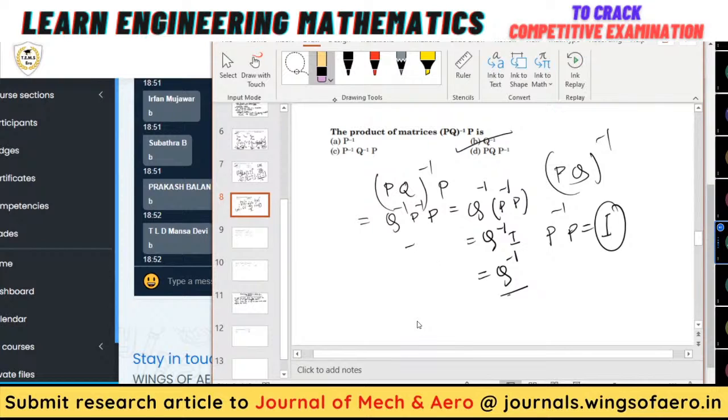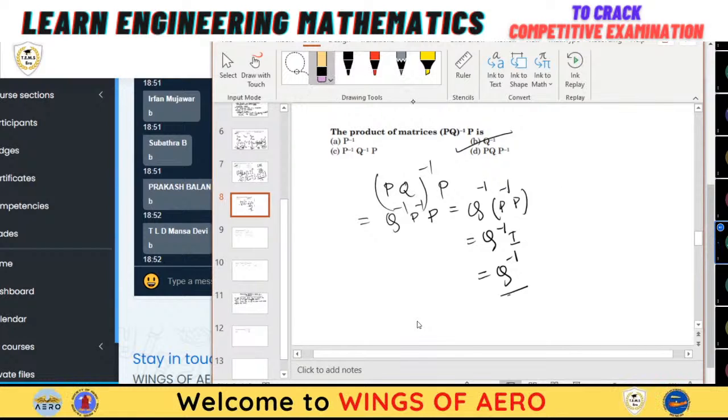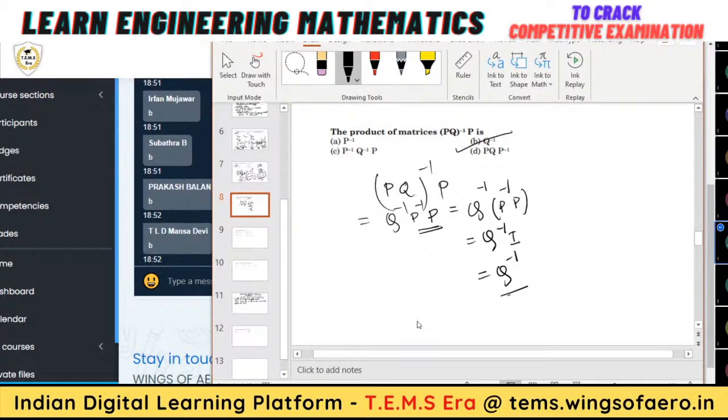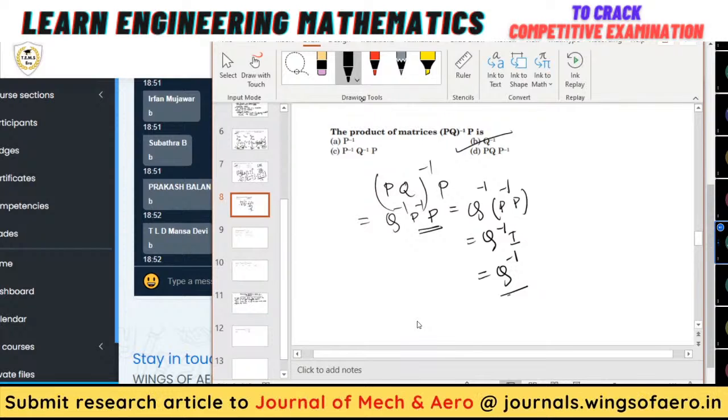So you just need to remember a very small, easy formula: the whole inverse of PQ is Q inverse P inverse. The next formula is P into P inverse is equal to I, where I means the identity matrix. And any matrix multiplied with the identity matrix gives you the same matrix. So the answer will be Q inverse. Okay, any doubt?